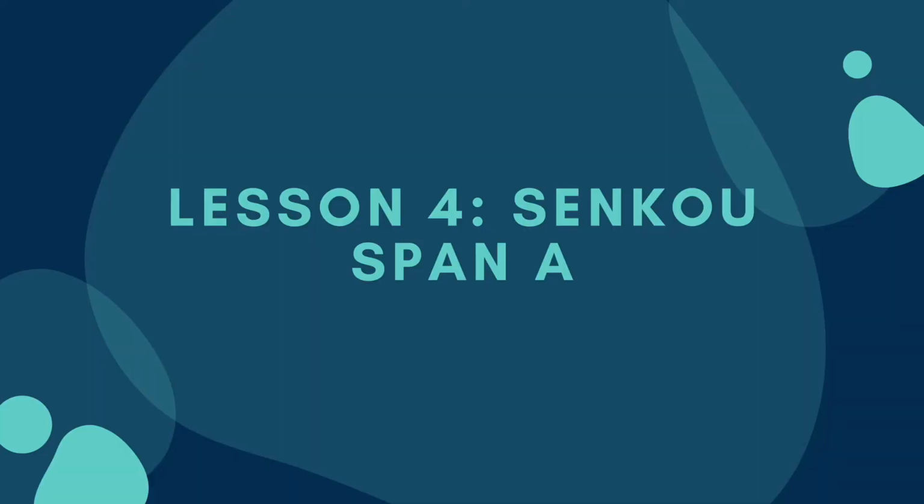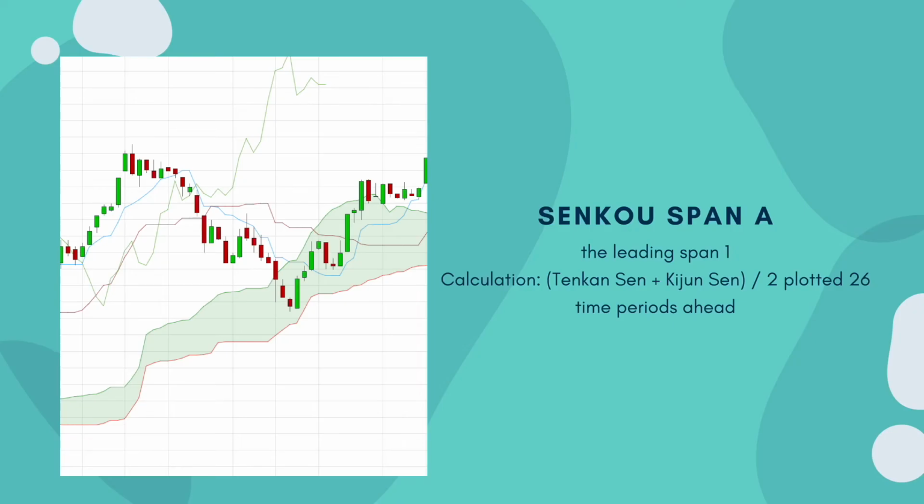Lesson 4, Senkou span A. The Senkou span A is also known as the leading or the preceding line 1. The Senkou span A is the average of the Tenkan Sen line and the Kijun Sen line. Get the value of the Tenkan Sen line and the value of the Kijun Sen line, then divide that by 2. Then we plot this value 26 time periods ahead. The Senkou span A is another one of the time-shifted lines that are unique to Ichimoku.